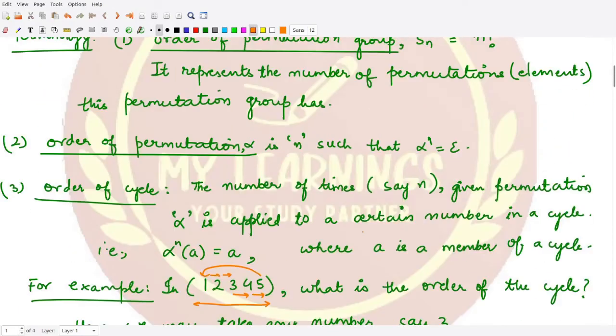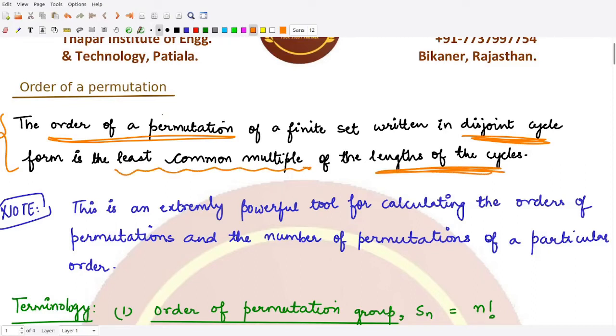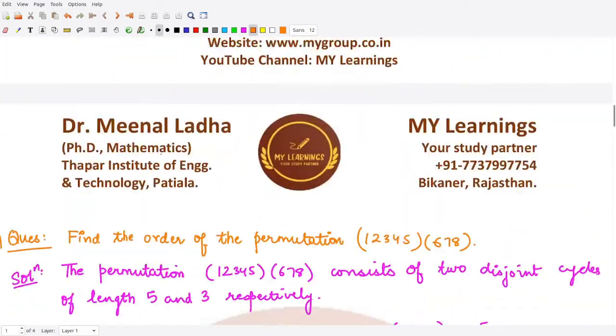Now, having known all these things, let's see several examples of how this result is true. The result states that the order of a permutation is calculated by writing it as disjoint cycles, calculating the length of each cycle, and then taking the LCM of those lengths. Using this, let's see an example.